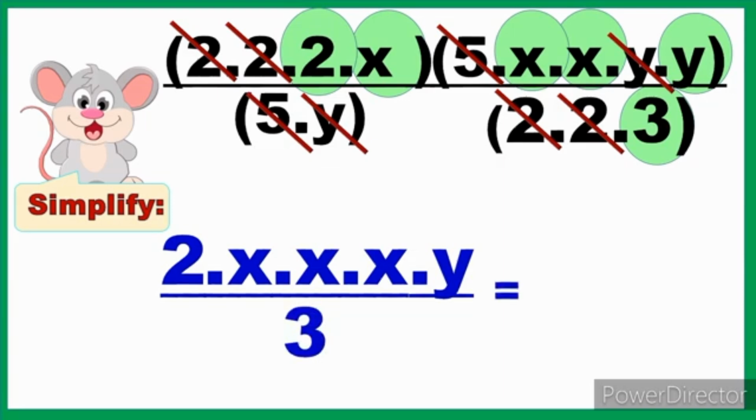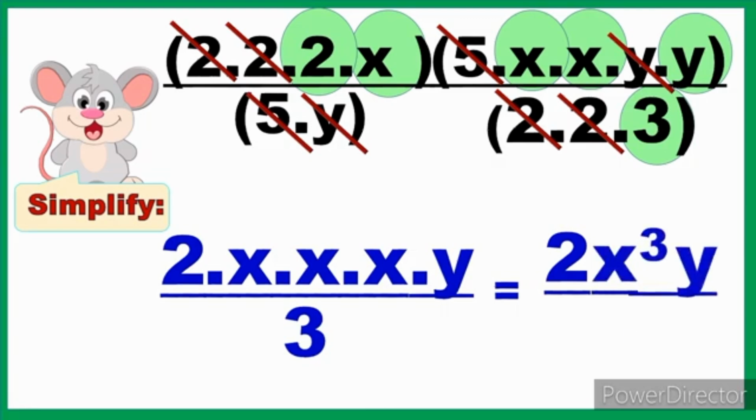And then again, simplify. We have 2. Then x times x times x, so we have 3. So we're going to cube x and y over 3. So therefore, the final answer is 2x cubed y over 3. Okay, next, let's have another example.